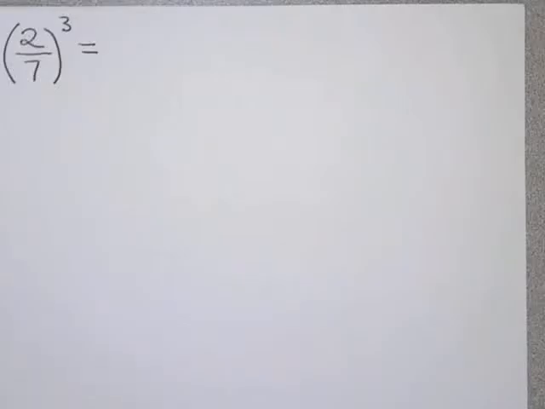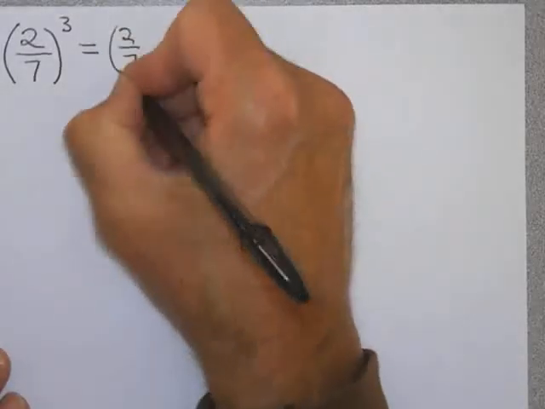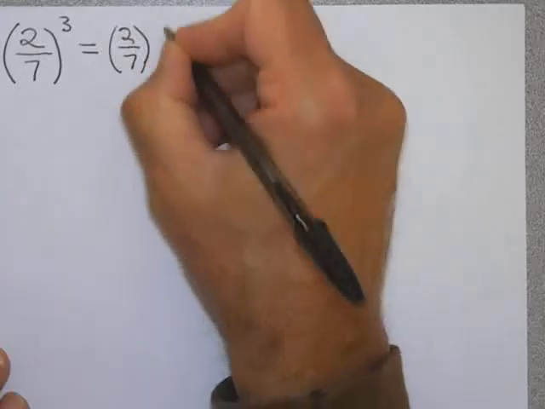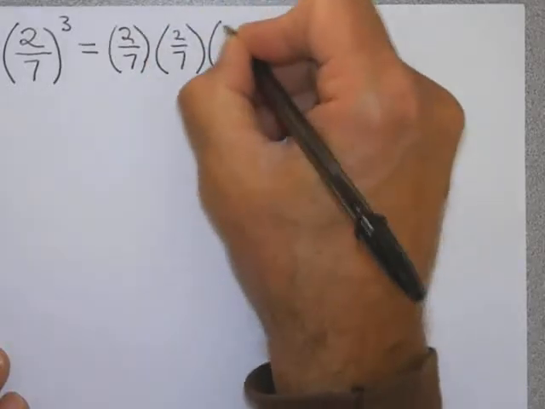In this video, we're going to be taking fractions and using them with exponents. So here we have 2/7 to the third power. All right, let's expand this and see what this means. Well, 2/7 to the third power would be the same as 2/7 multiplied by 2/7 multiplied by 2/7.